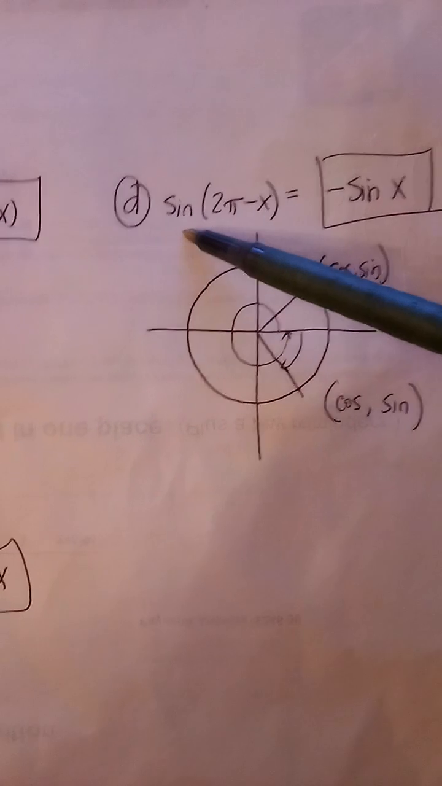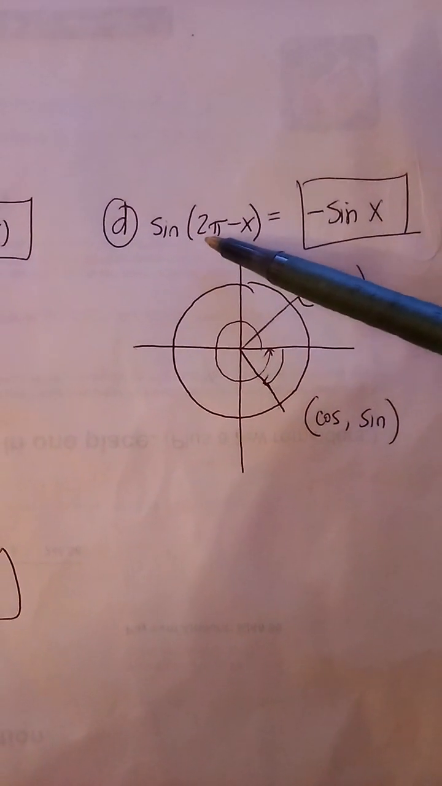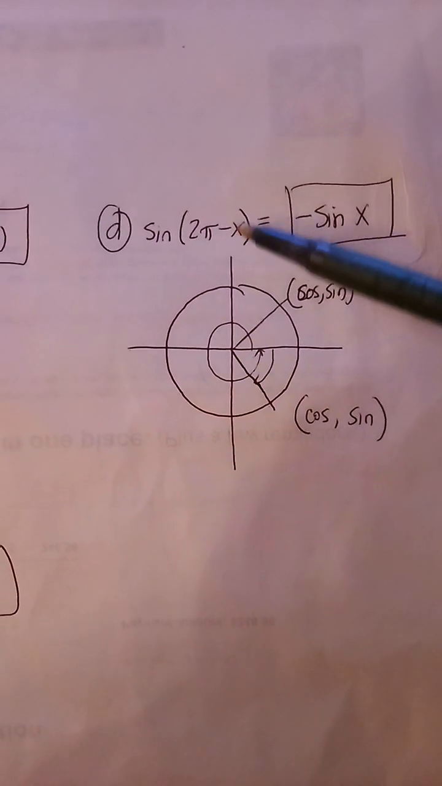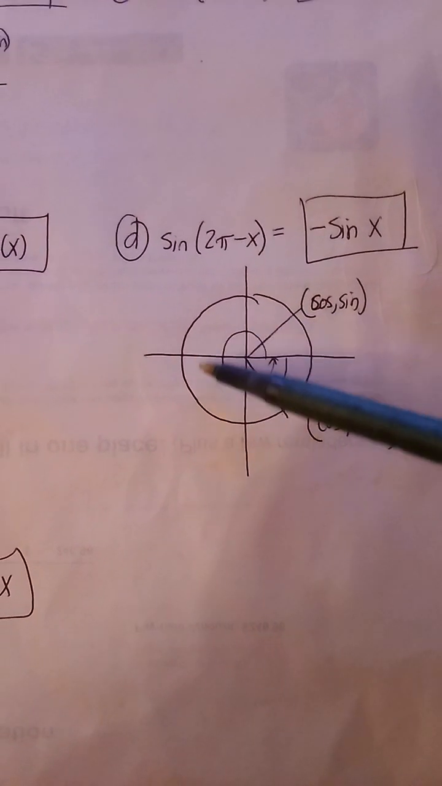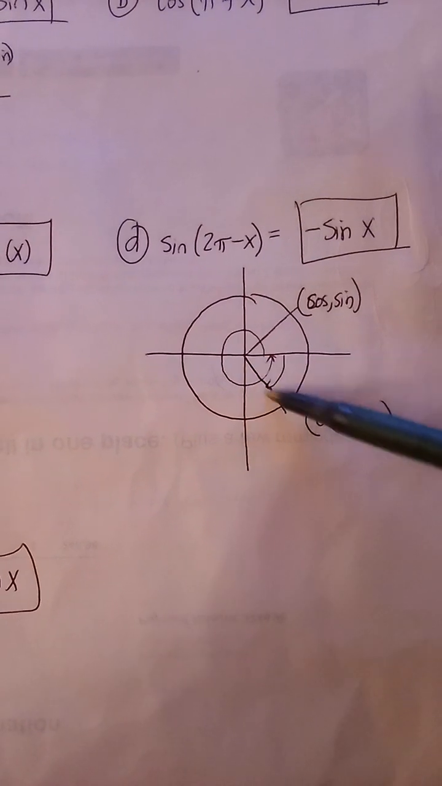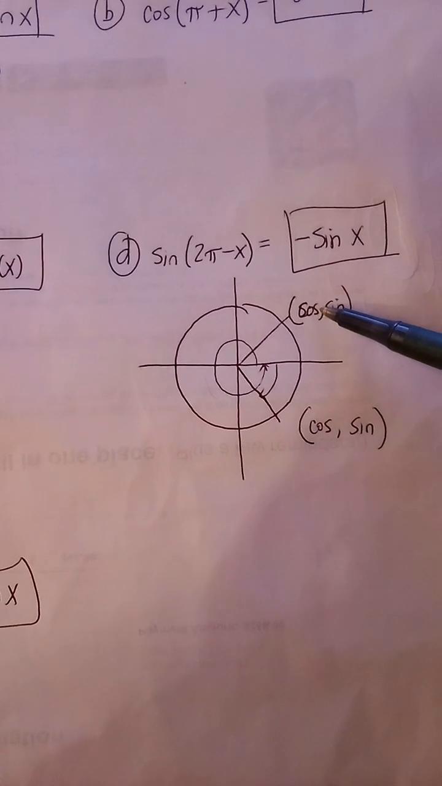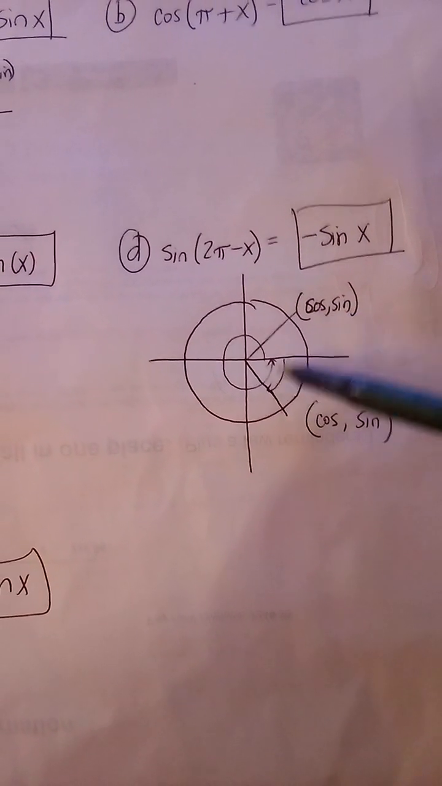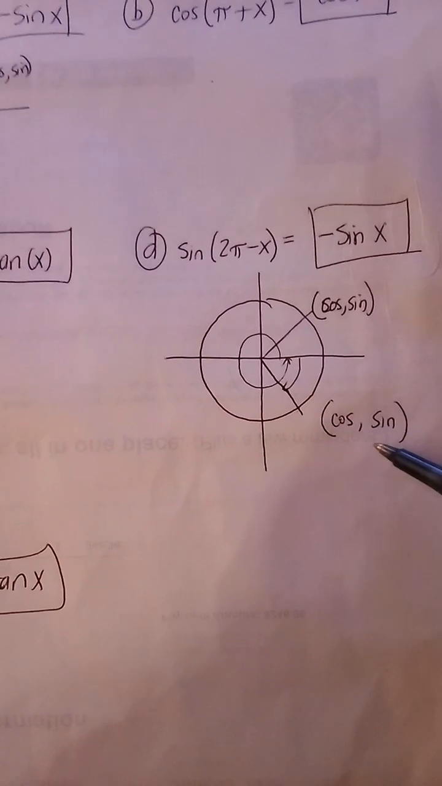And then this one, I guess we're having focusing problems. This one is saying 2 pi minus x. So if I start at the positive x-axis and I go around by 2 pi, and then I back up by x, it's kind of like if I start here, then I'll end up at 2 pi minus x.